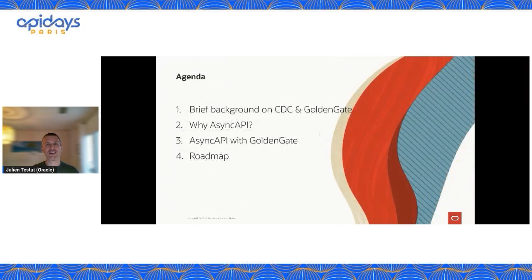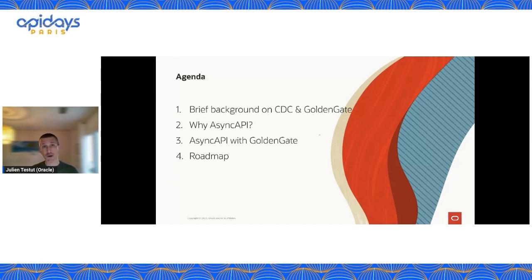And then to get started, let's take a look at the agenda. First of all, I'm going to start by setting the stage and explain what is change data capture, what does GoldenGate do, and this is going to lead us into why are we using async APIs in GoldenGate data streams, as we'll see today.